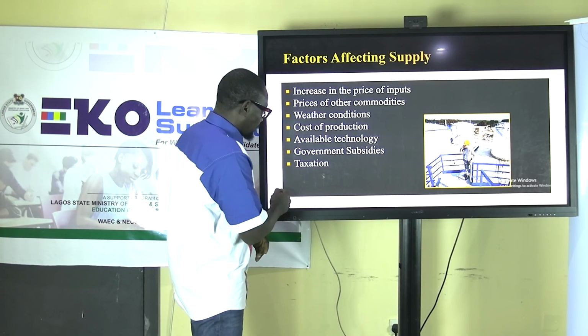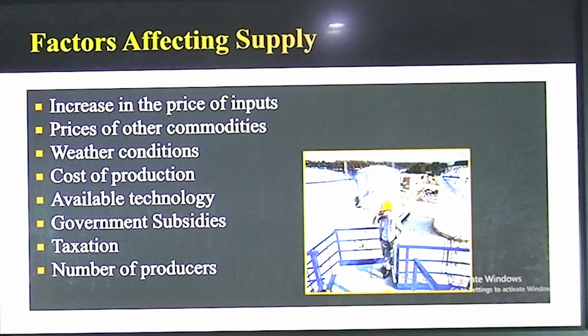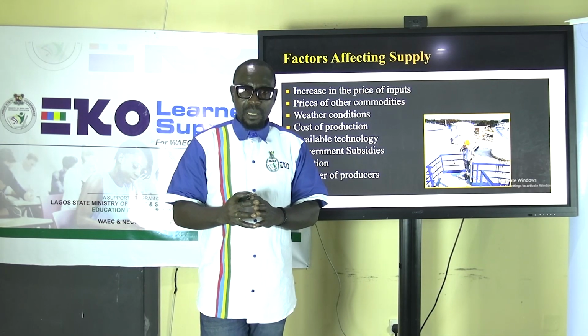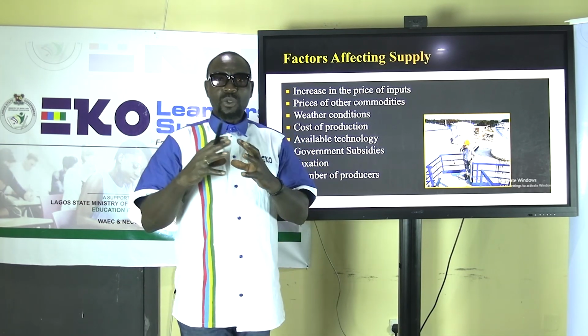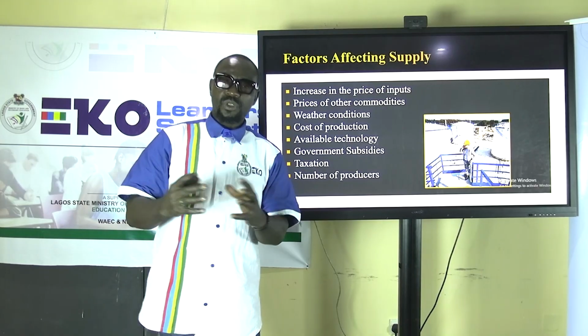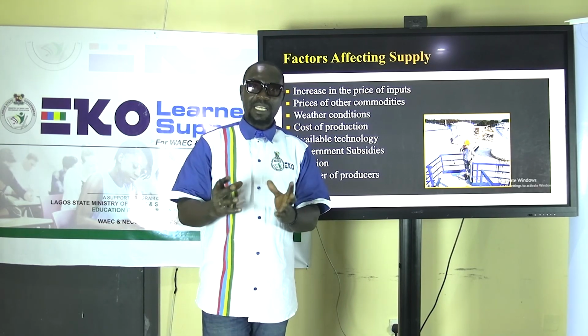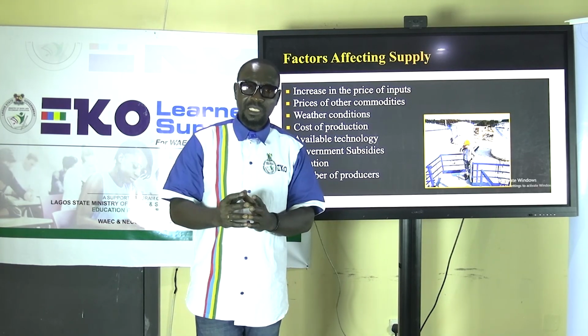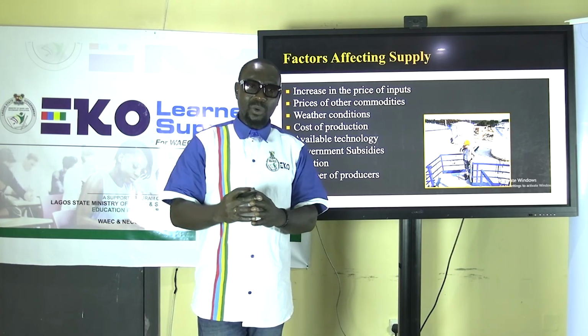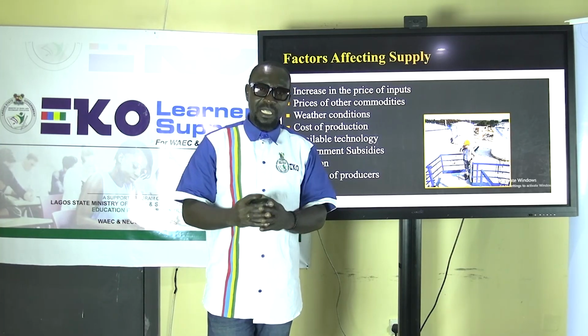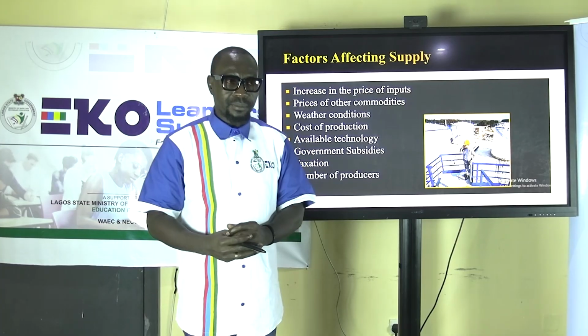And then we have the number of producers. Competition comes in if you have a large number of producers of a given commodity in the market. Now, where you have a number of producers, sometimes producers have to become price takers. As a result of this, the offer for sale or the quantity supplied of the commodity in the market is impacted.